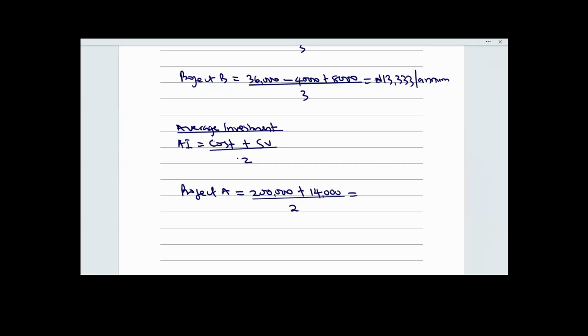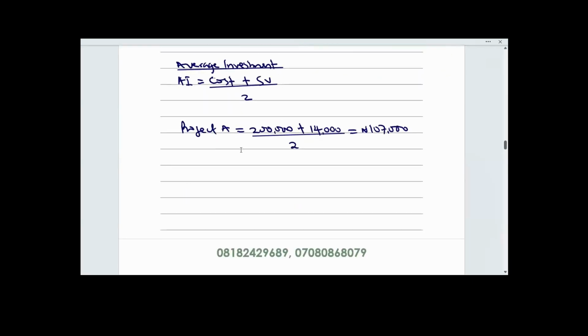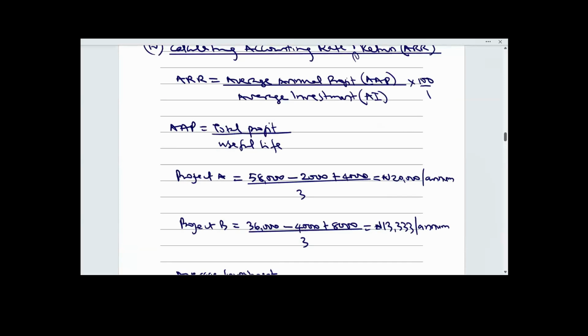214 divided by 2 will give us 107,000 naira. That's the average investment of project A. Then for project B, the initial cost is 120,000. We have a scrap value of 12,000. That's 132,000 divided by 2. That's 66,000, the average investment.